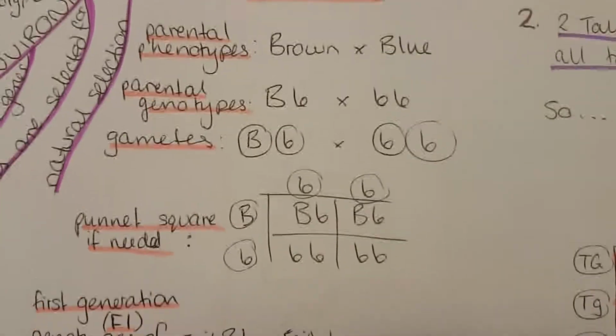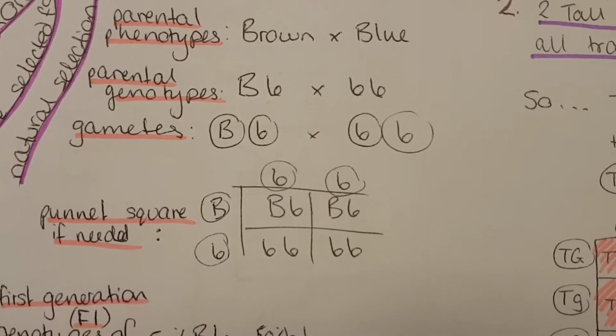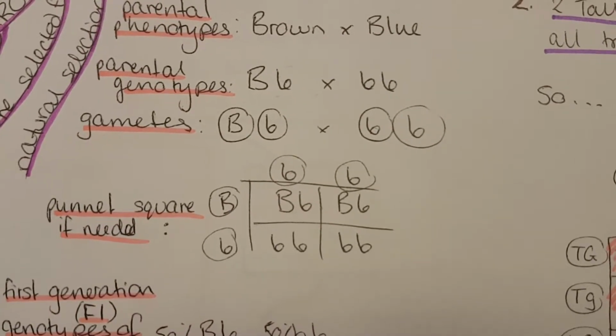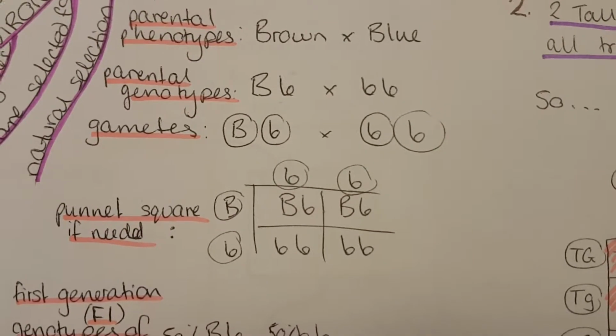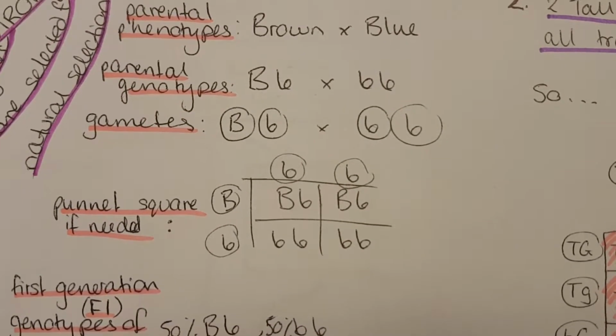Then we have the possible gametes. That means the possible sperm and eggs that can be produced by the parents. And these usually go in a circle so we can differentiate them. So the gametes that could be produced from the parent on the left, we can either get a big B or a little b, and the parent on the right can only produce little b alleles.